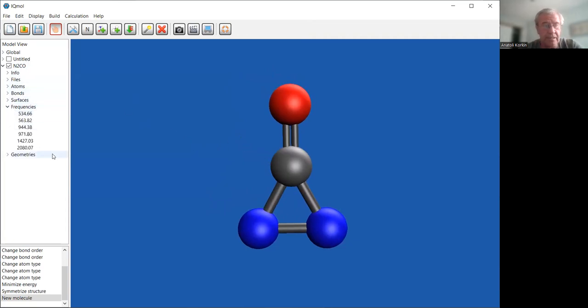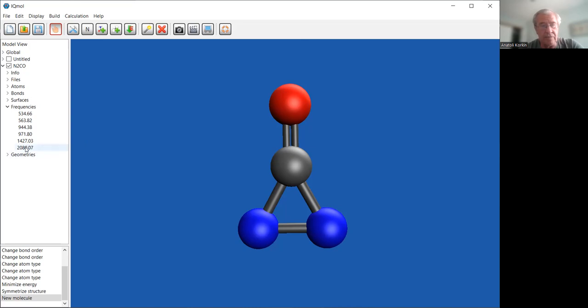We click on Frequency, and we see there are 6 vibration frequencies corresponding to this molecule. It's easy to see why it's 6. We have 4 atoms, so the total number of degrees of freedom is 3 for each atom, which gives 12. Then we subtract 6, which correspond to the translational and rotational degrees of freedom of the molecule as a whole. Now we have 6 of them.